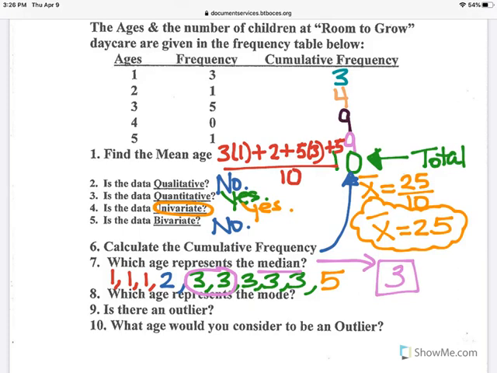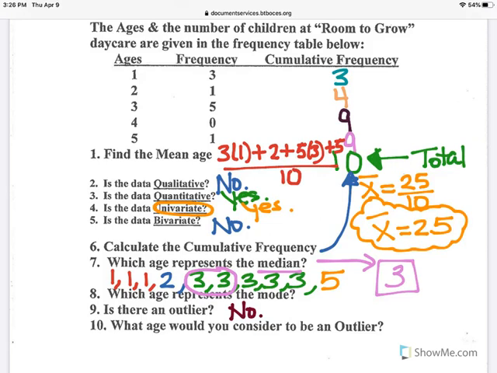Is there an outlier? Remember, an outlier is something that doesn't quite belong. It's either too low or too high, and there is no outlier. There's no number that's too low or too high compared to the rest of the data. And then number 10, what age would you consider to be an outlier? Well, it's always safe to consider an outlier that's very far out there. So really high or really low.